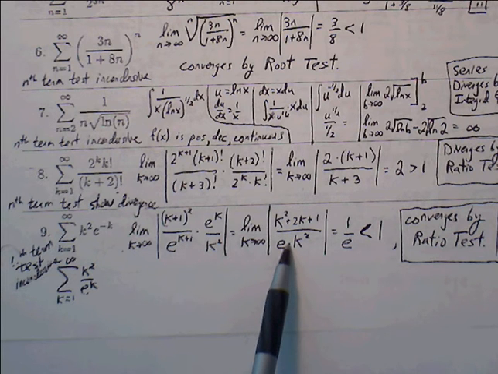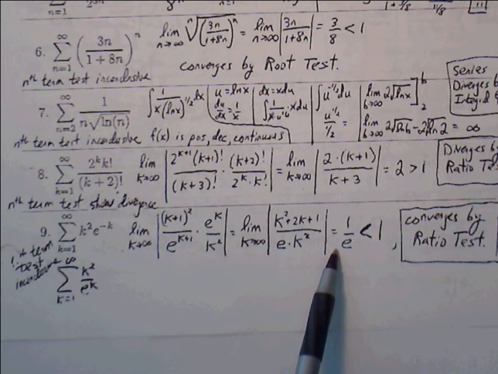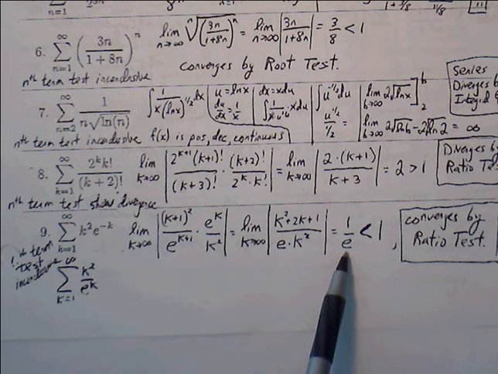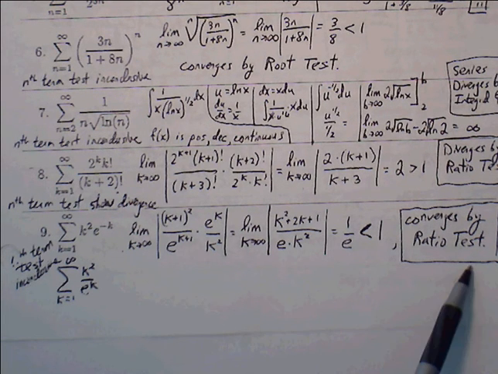So we can think of the e as the coefficient of the k squared. Because the degrees match, we look at the coefficient, so the coefficient is 1 over e. E is about 2.8, so 1 over 2.8 will be less than 1. Therefore, by the ratio test, this series will converge.